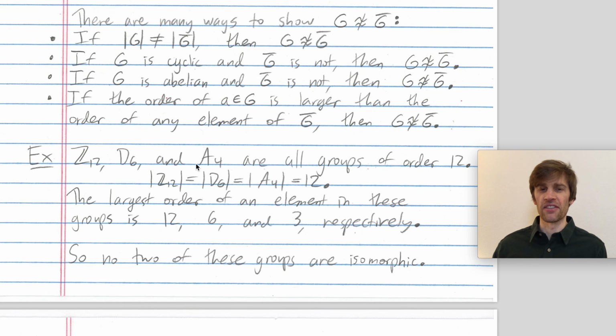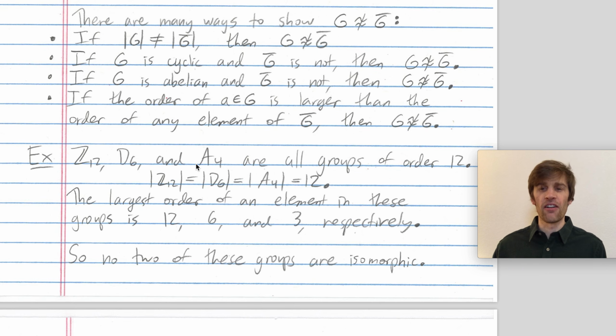permutations of 4 elements. So S4 is all permutations of 4 elements. A4 is the even permutations, those permutations that can be written as an even number of 2 cycles. Okay, all of these groups are of the same size. All of them have size 12.